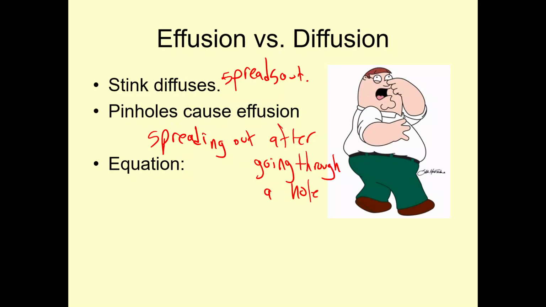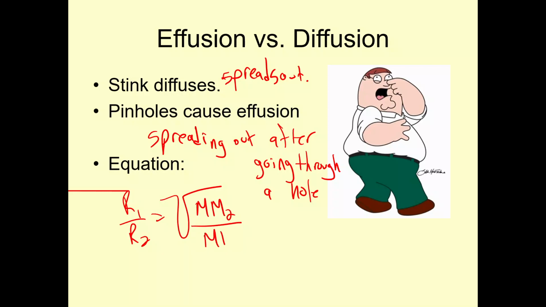Right? The equation is crazy. Rate 1 over rate 2 equals the square root of molar mass 2, let's go to the periodic table, molar mass 1. Okay? So that's the speed of them. So I need to have 2 gases to compare them to each other. All right?